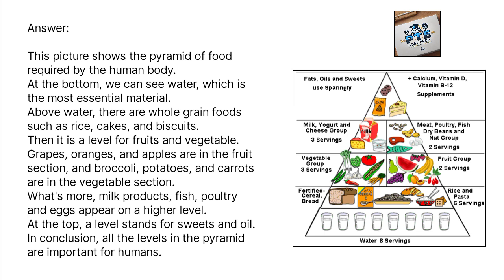Grapes, oranges, and apples are in the fruit section, and broccoli, potatoes, and carrots are in the vegetable section. What's more, milk products, fish, poultry, and eggs appear on a higher level. At the top, a level stands for sweets and oil. In conclusion, all the levels in the pyramid are important for humans.